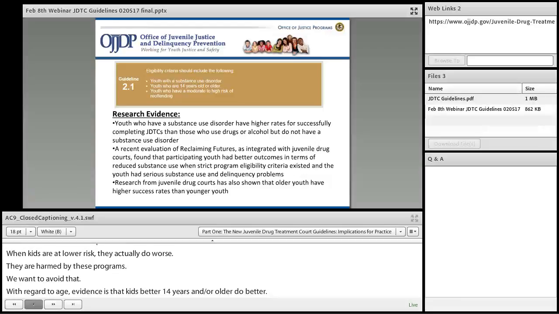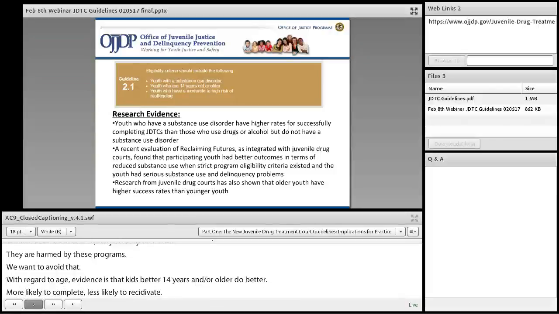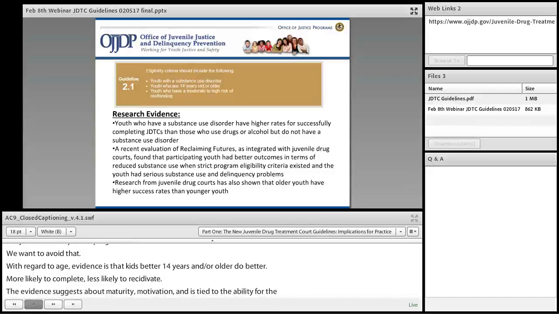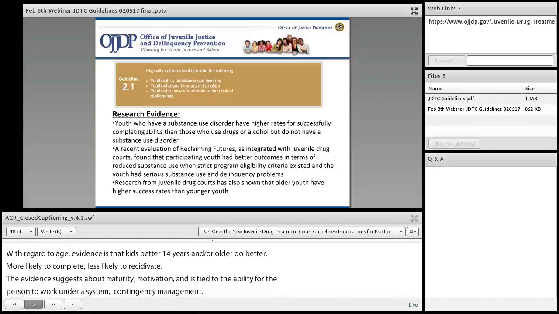The evidence seems to suggest that this is about maturity, perhaps motivation too, and it's tied to the ability of the young person to really work under a system which is the contingency management, right? The incentives and the sanctions. The more mature the young person is, the more likely that that's going to influence their behavior in ways that are productive.